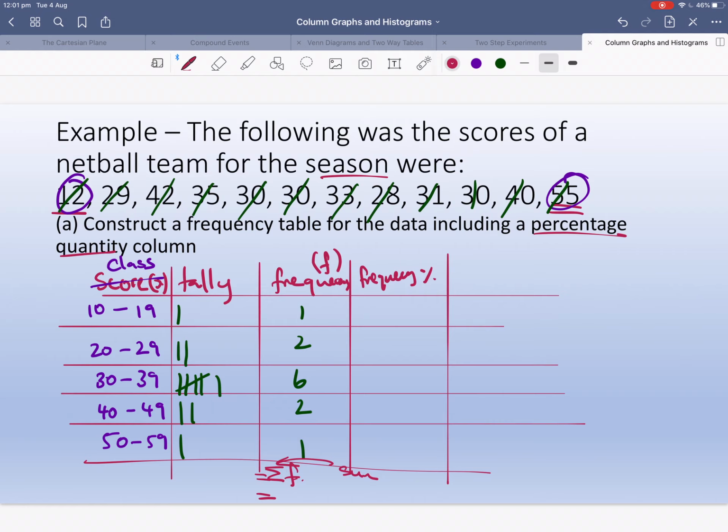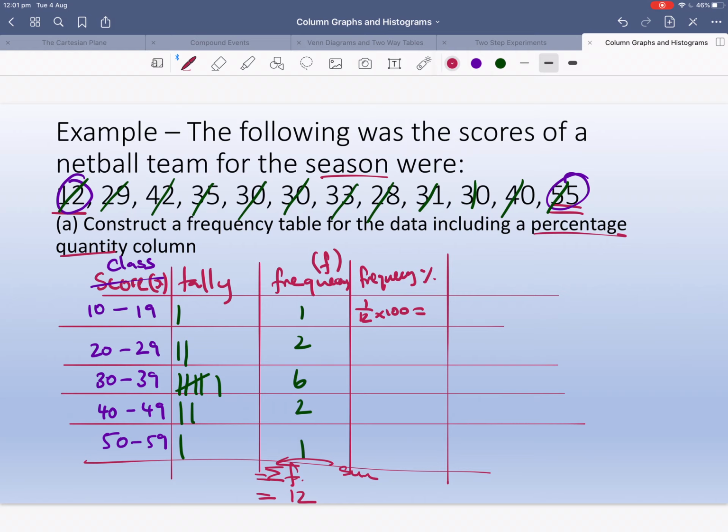9 plus 2 is 11, and 1 more makes 12. So there's a total of 12 scores. All right. Now to find the frequency percentage, I'm going to use your year 7 and 8 maths, where I'm going to go 1 over a total of 12 and times it by 100. And it will give me a percentage.